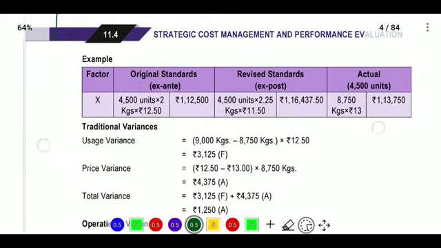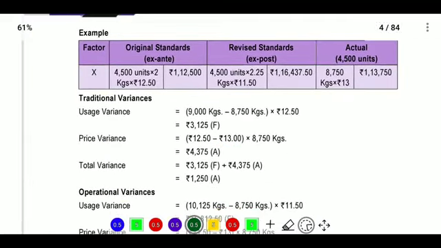Next, we will see one example. They provided that factory X is there, and it provides original standard, revised standard and actuals. The original standard is named ex ante, the revised standard is named ex post, and actual will be 4500 units. The standard is like a budget. It is providing 4500 units into 2, 4500 into 2, which will be 9000 kgs.